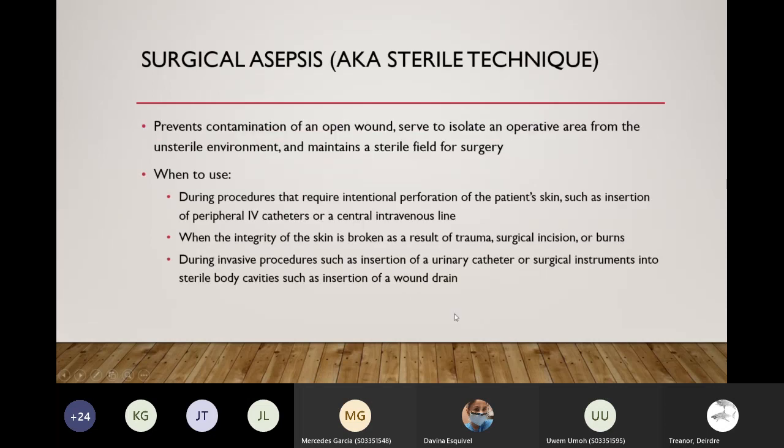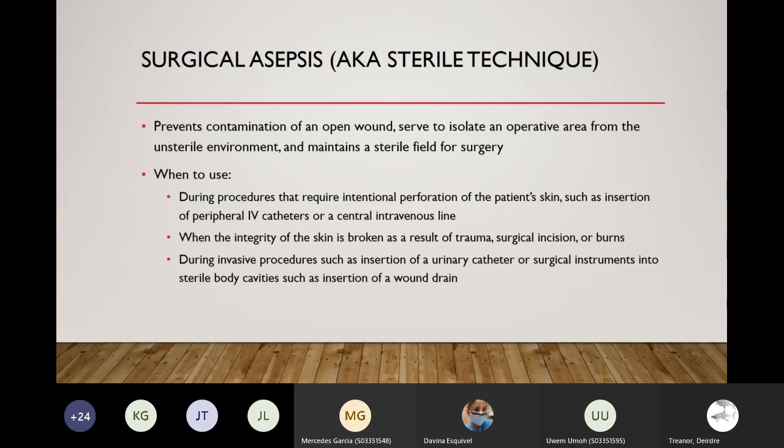Surgical asepsis. This is sterile technique, okay? It prevents contaminating an open wound or the body. It also isolates the operative area from unsterile areas and maintains a sterile field for surgery. Surgical asepsis, or sterile technique, is also what you will use to insert a Foley catheter.